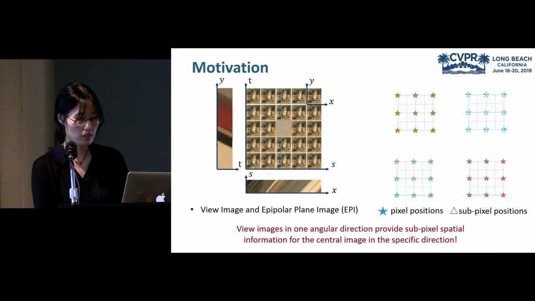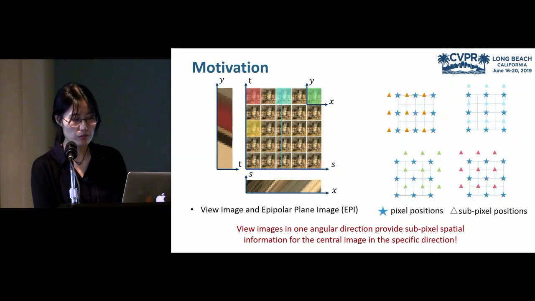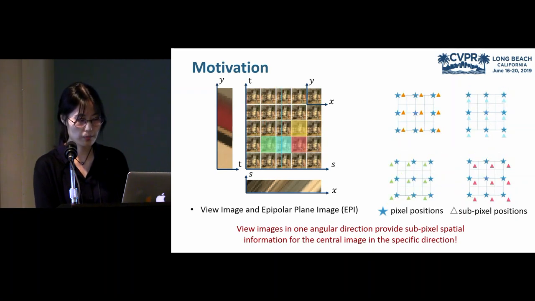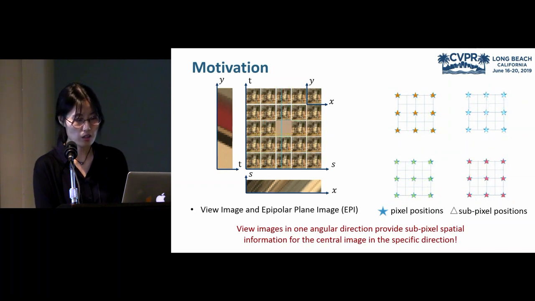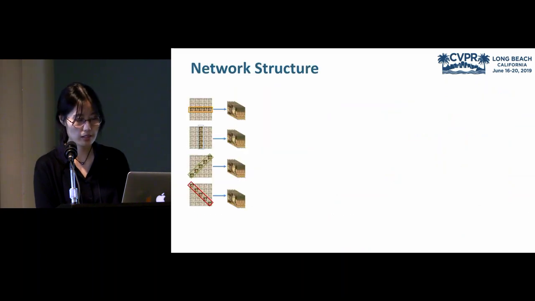As images in a light field are highly correlated, we propose to learn the subpixel mapping between different views to increase the spatial resolution. In this figure, we use the stars to represent the pixel positions of the reference view. The triangles indicate the pixel positions of surrounding views. As views change in one direction, for example horizontally, they provide the subpixel information for the reference view in the horizontal direction too.